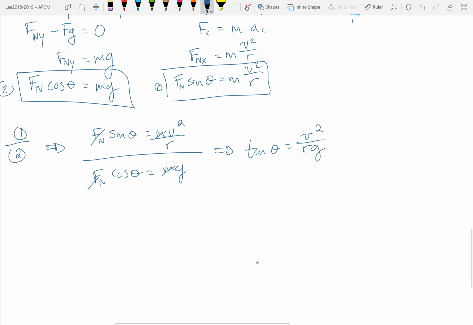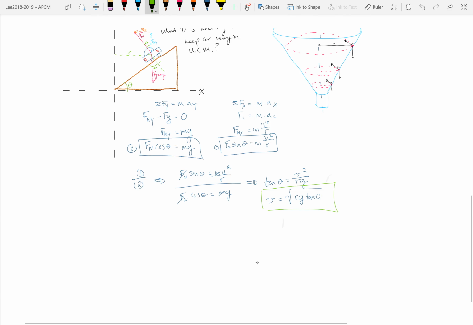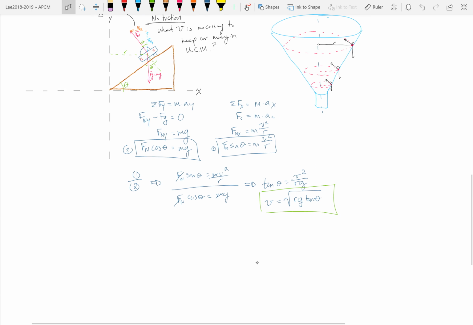And then I'm solving for v. So let's rearrange it. And so I've got tangent theta times rg and square root of that. v equals the square root of rg tangent theta. All right, so there's a velocity in a banked curve with no friction.